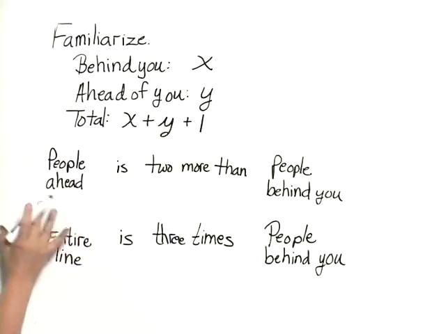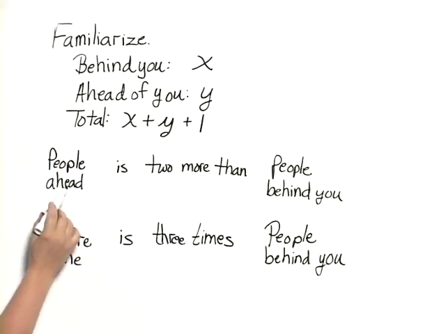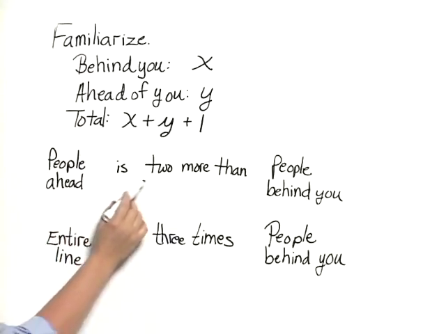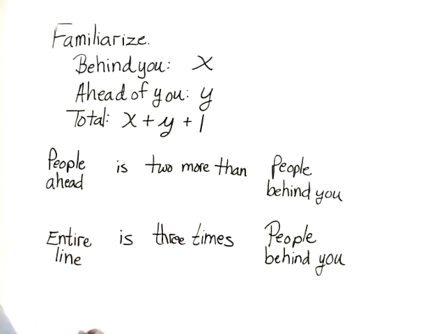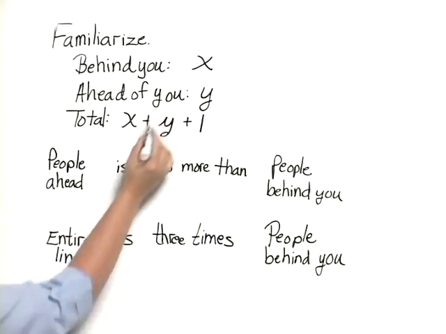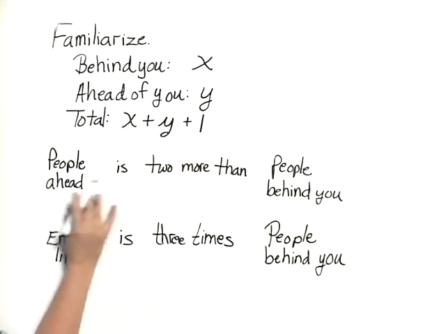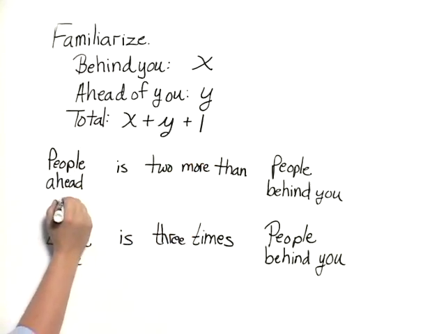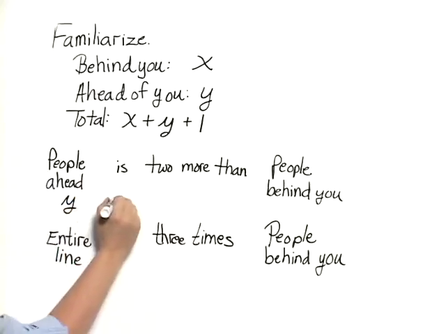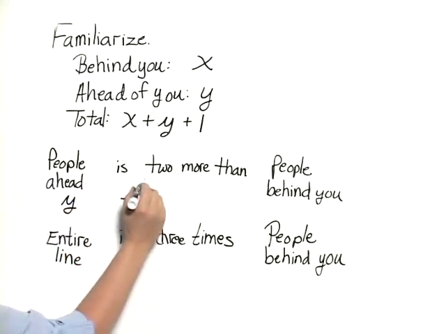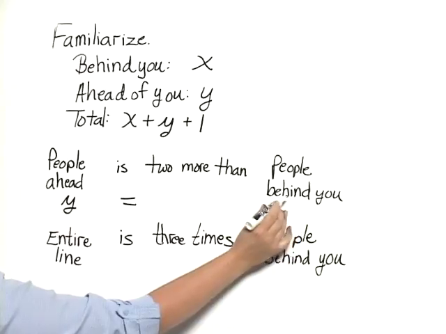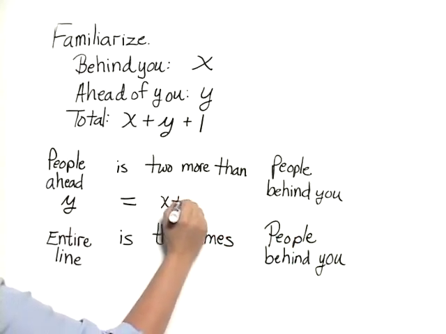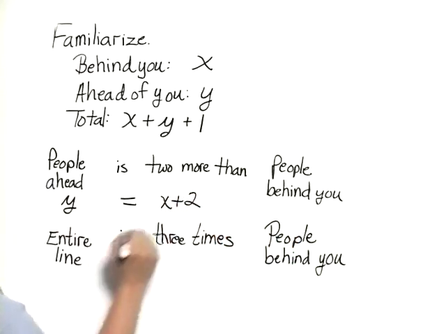Rewording a little bit, it says that the number of people ahead of you is 2 more than the number of people behind you. Well, now that we've got variables here, we can pretty directly translate this. The number of people ahead of you is y equals, and then 2 more than the people behind you would be x plus 2. And that gives us one equation.